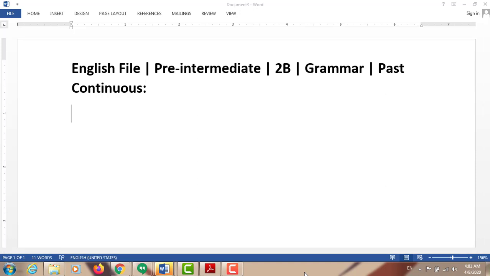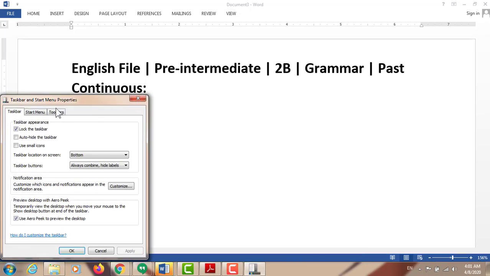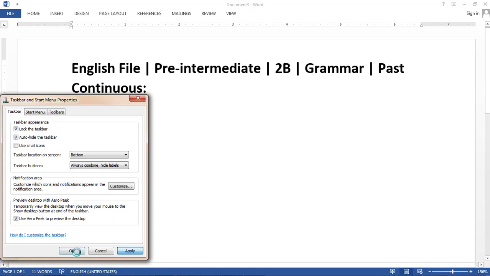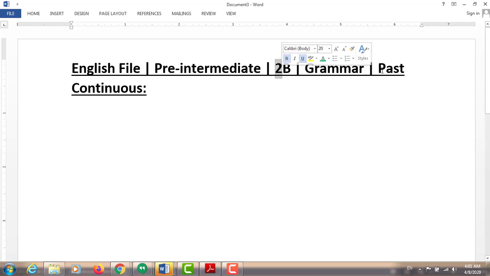Welcome back, guys. Today we're talking about past continuous in English File Pre-intermediate, Unit 2, Part B, the grammar part. Let me underline this part. Okay, so get ready.